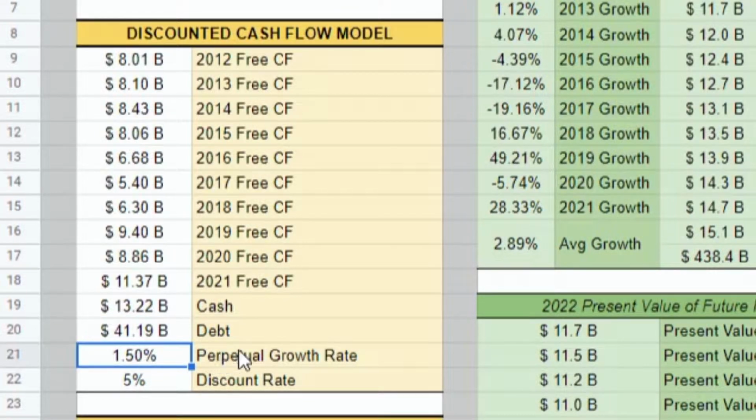And then we have to choose a perpetual growth rate and a discount rate. Now, normally for a perpetual growth rate, we are saying that this company is going to continue on in the future, on average growing about 1.5% per year until the end of time. So we're going to say about 1.5%, where the overall United States economy grows at about 2, 3, or 4%. So we're not going to say Coca-Cola is going to grow any higher than the United States economy. And then the discount rate, we're going to choose at around 5%.